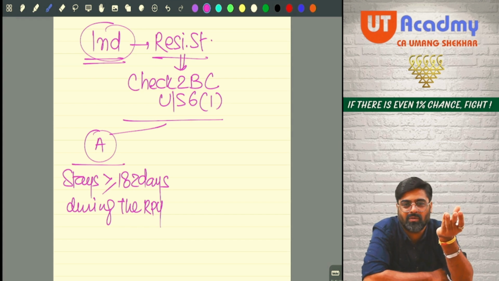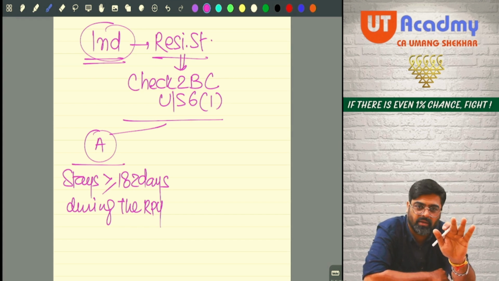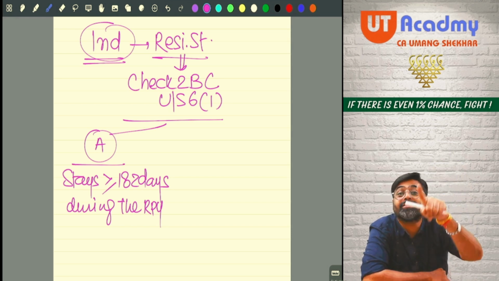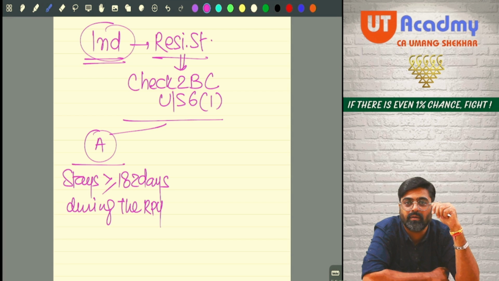Apply some logic, no? There is no magic. Logic. How many days are there in a year? How many days are there in a year? 365. Divided by 2.